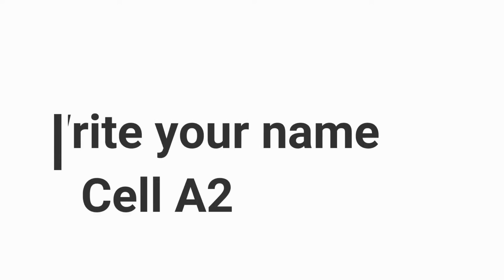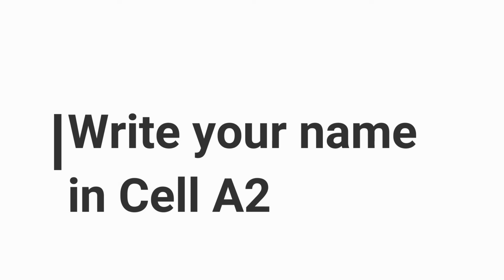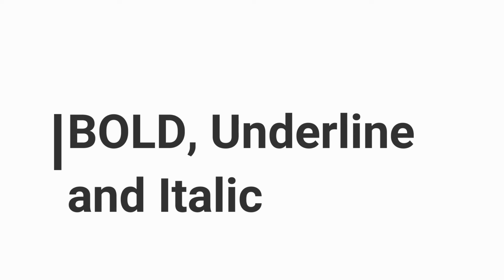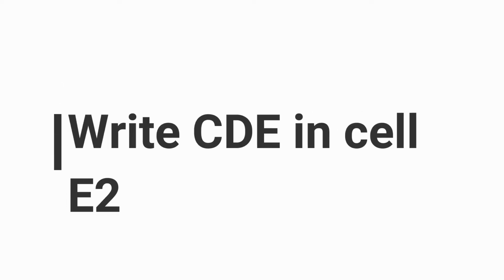For the next question, you have to write your name in the cell A2. You have to make it bold, italic and underline, and you have to fill this cell with yellow color. Now for the next question, write CDE in cell E2 and copy the format from A2 to E2.